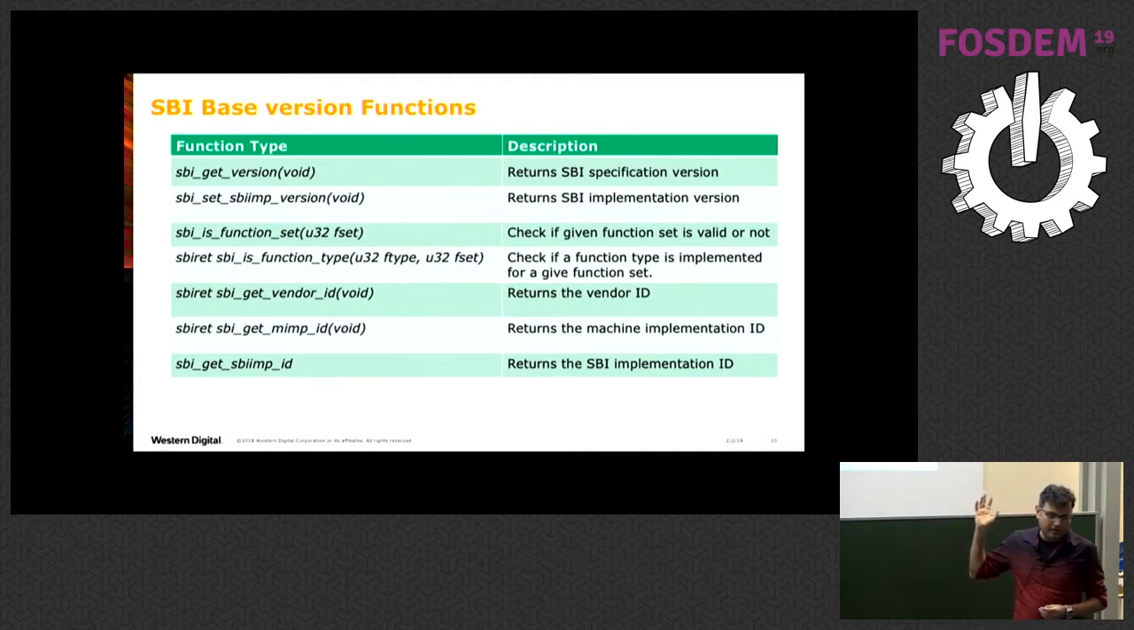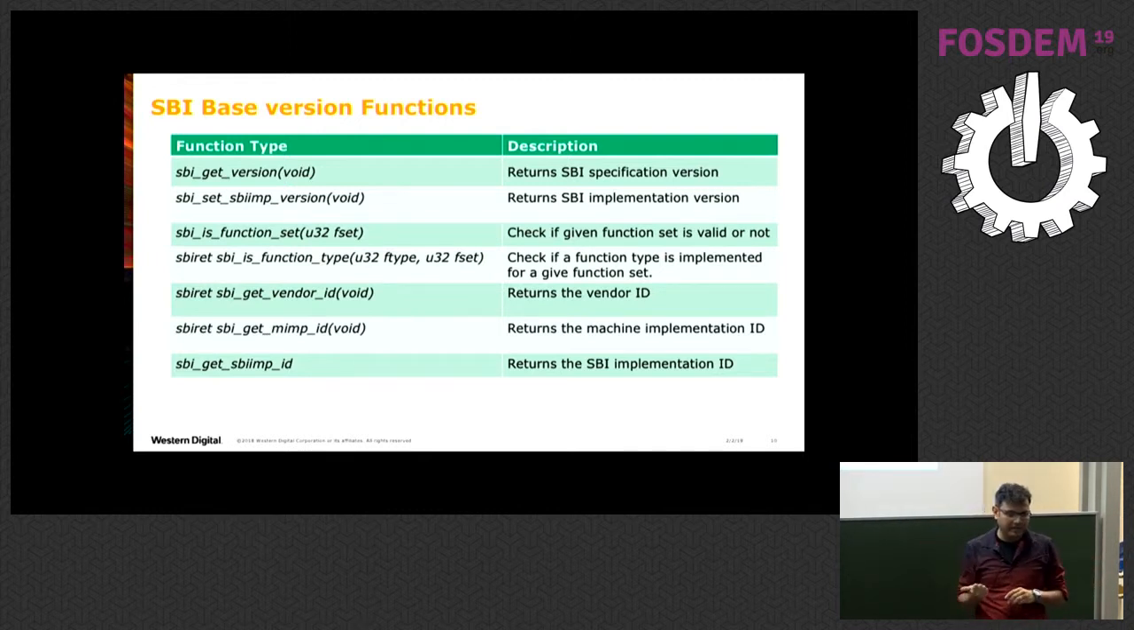Similarly, we have function set and function type. It's just probing whether a particular function set exists, and within that function set, whether a particular function type exists. Then we have get vendor ID and machine implementation ID, which basically return the value that's stored in the mvendorid register and the mimpid CSR. And this vendor ID and mimpid help you identify which particular vendor-specific functions, if they have them in the future, or if we have vendor-specific APIs in SBI, that helps to identify which function belongs to which vendor.